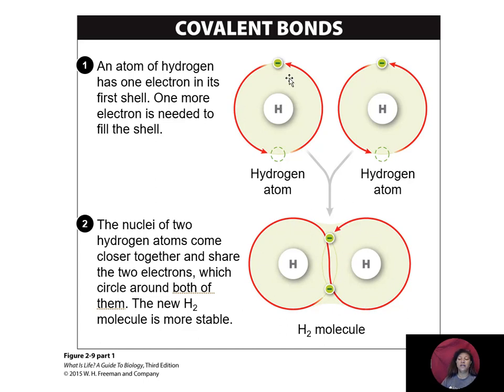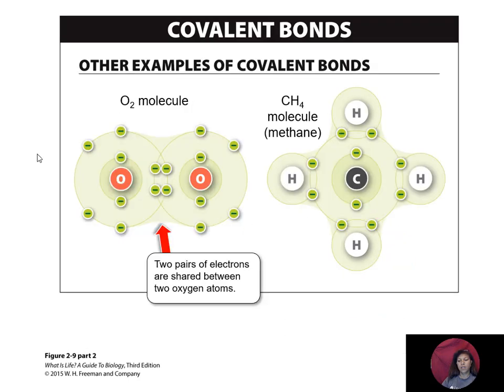So here we have hydrogen. Remember, it has one electron, and it also has one empty space in its outer shell. So two hydrogen atoms would like to bond together. And when they do, they're actually sharing that one electron that they each have, so that they both now feel like they have two electrons in their outermost shell, right? That's called a covalent bond. A covalent bond is a very strong bond.